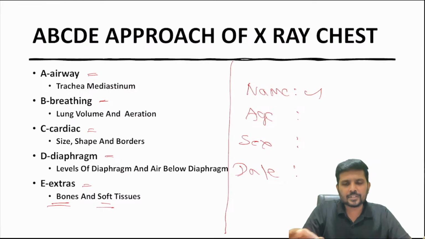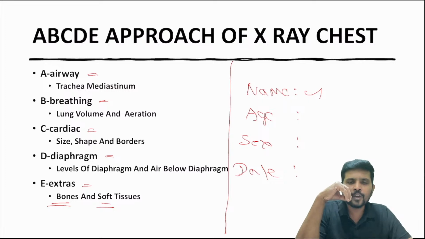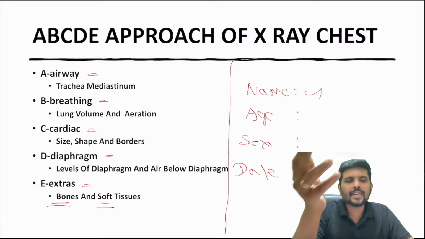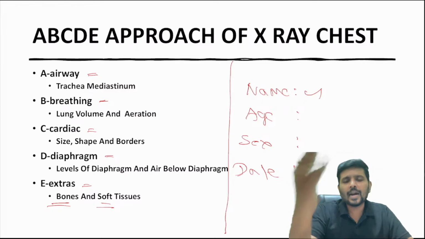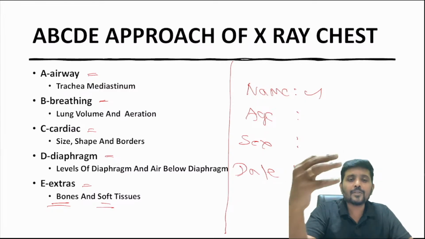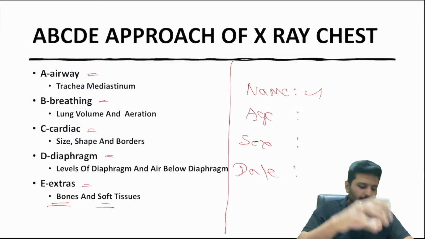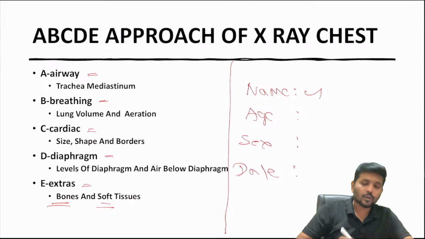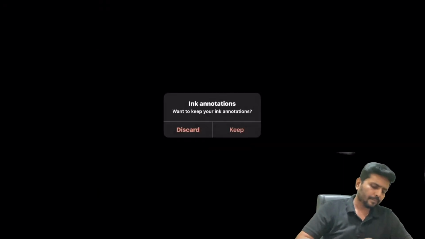Whenever you are given a chest X-ray, invariably you will look into the lung, or invariably you will look into the heart. But remember, there will be so many points in your bone and soft tissue, right? Let us see one by one. Extras. So instead of going directly to lung, airway, diaphragm, and cardiac, let me go directly into extras first. Okay, let us see what are all the extras.